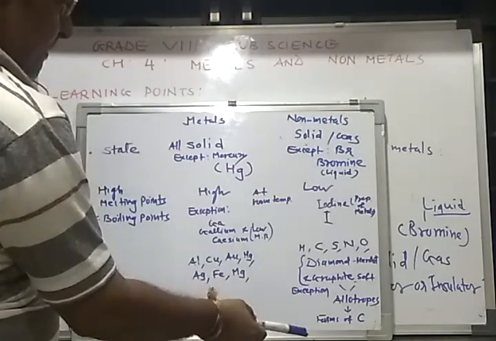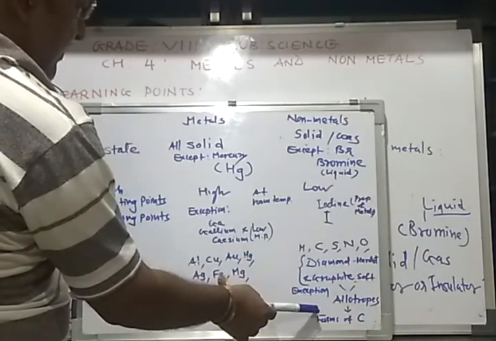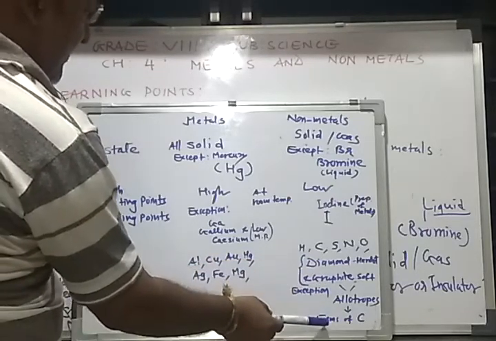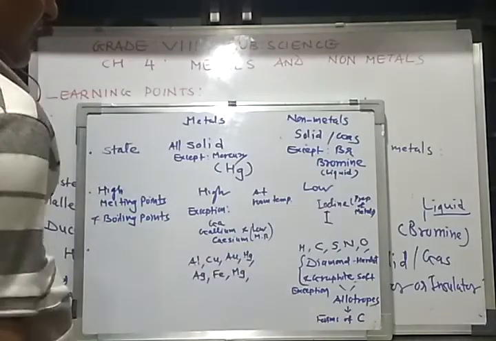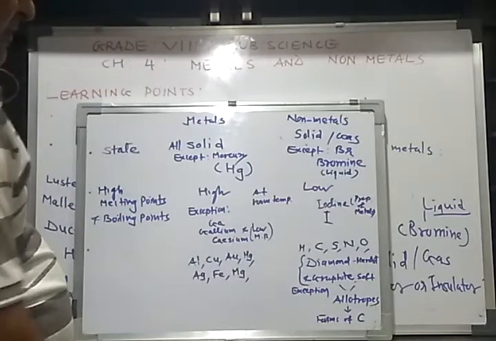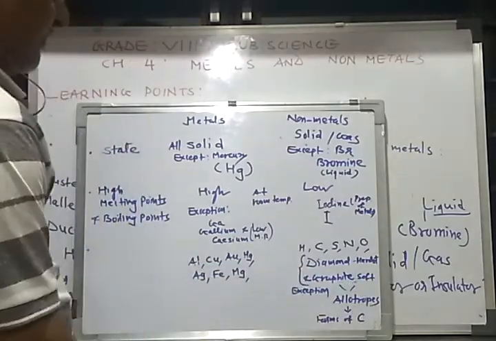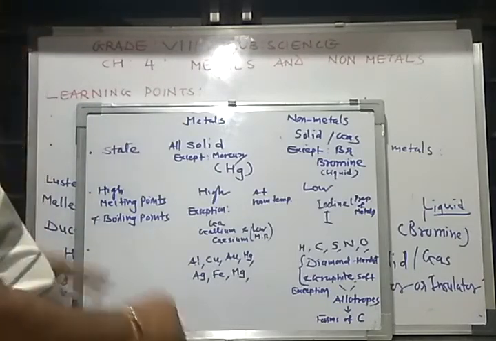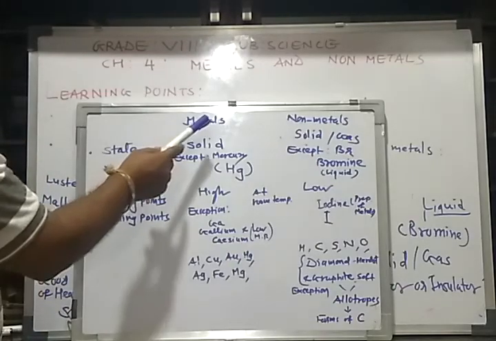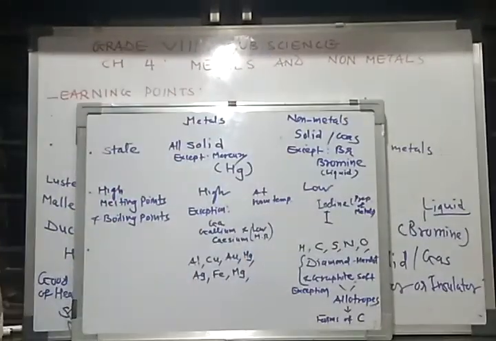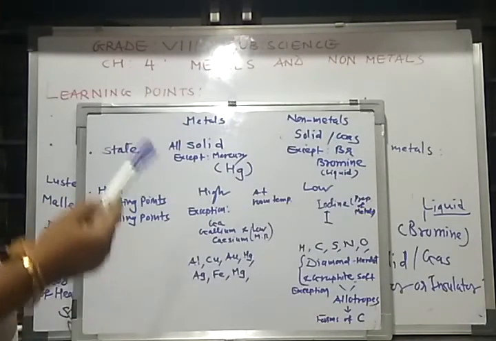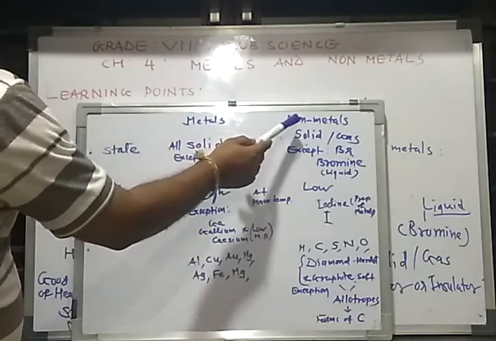You see that carbon, diamond and graphite are allotropes of carbon, meaning they are forms of carbon. Out of them, diamond is the hardest form, like metal, and graphite is the soft form. So here are all the physical properties that we have seen in metals and non-metals. In the next session, we are going to see the chemical properties of metals and non-metals.